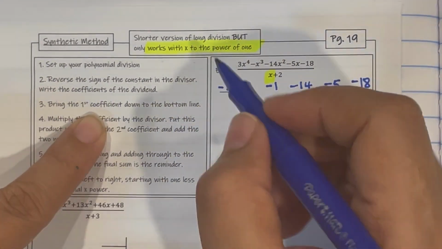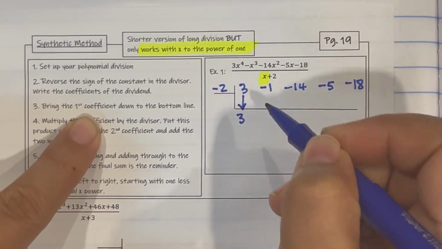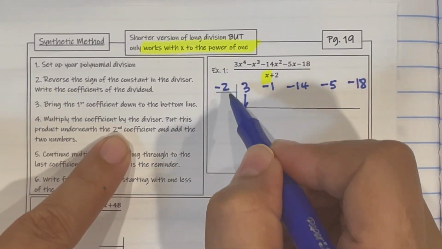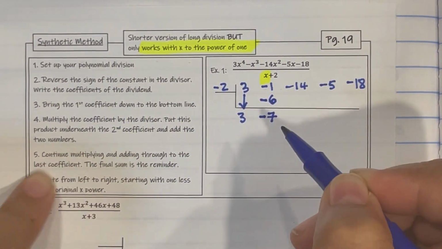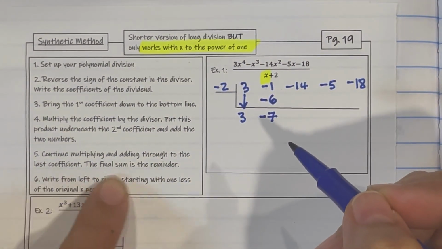All right, next bring the first coefficient down. So bring that down, write it in. Okay, multiply that coefficient by the divisor. So that's going to be negative 6. Put that underneath there. And then add those two numbers, negative 7. And repeat that process. The final sum is the remainder.